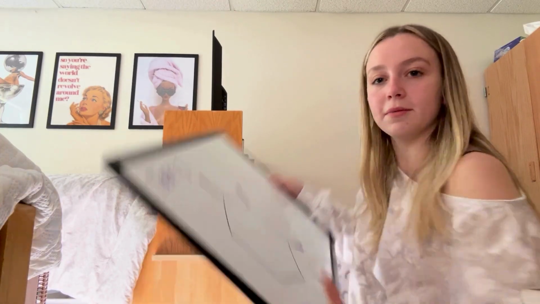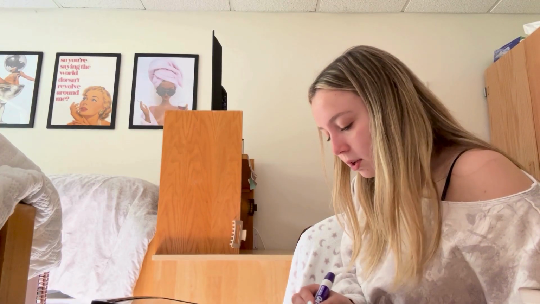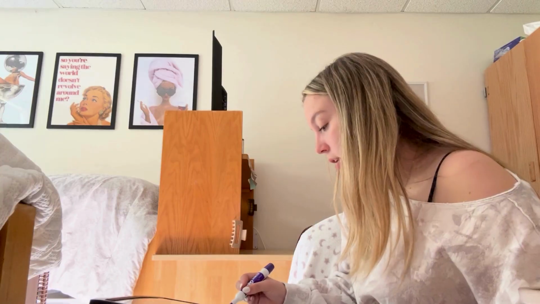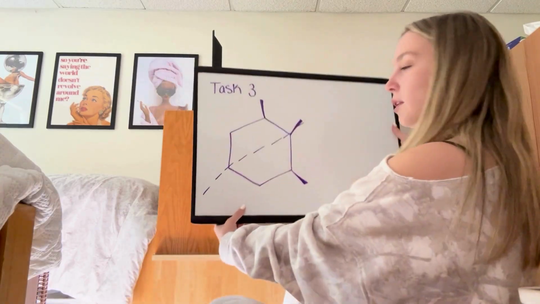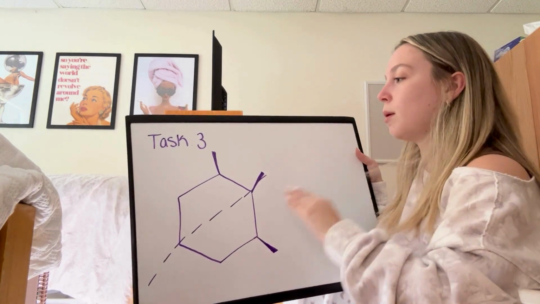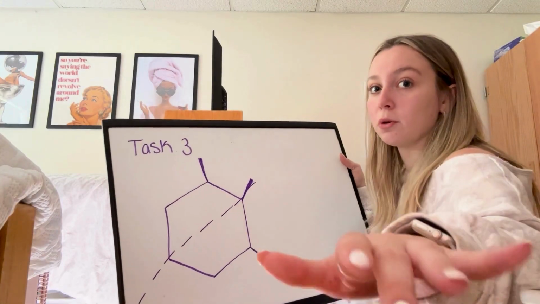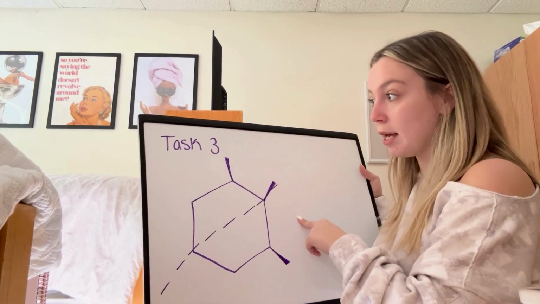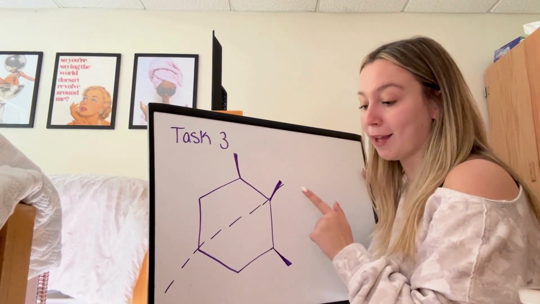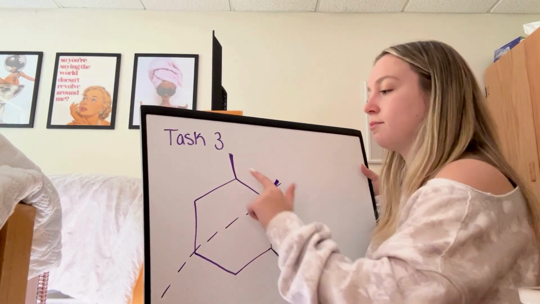Okay, so this is my meso compound, and what makes this a meso compound is the fact that it's achiral, and if you split it down the middle, it is symmetrical. A meso compound is achiral, but not all achirals are meso compounds. What distinguishes a meso compound from other achirals is the fact that it has chiral centers. So this one has, we see, 3.